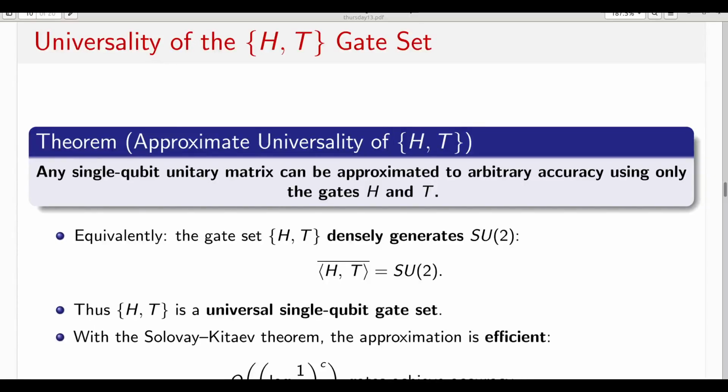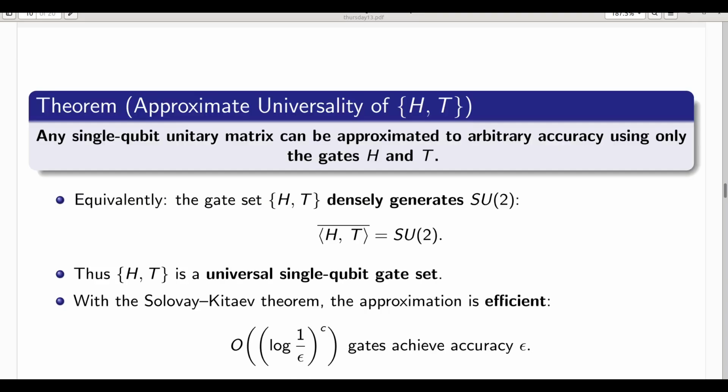Remarkably, any single-qubit unitary can be approximated arbitrarily well using only the Hadamard and T gates. Equivalently, the set formed of H and T densely generates SU(2). With the Solovay-Kitaev theorem, this approximation is also efficient.